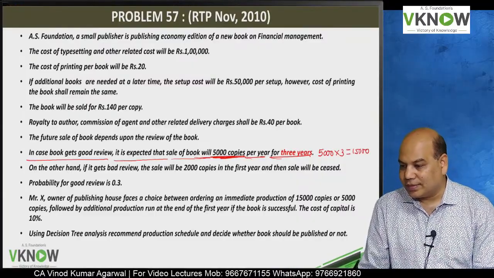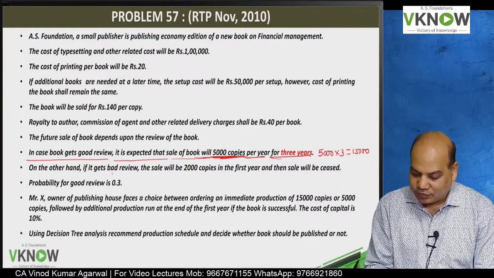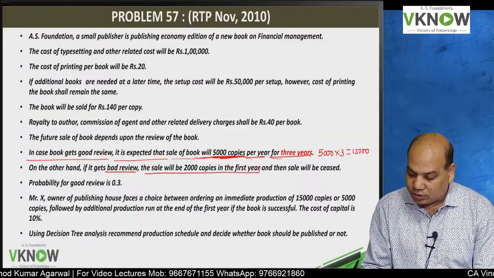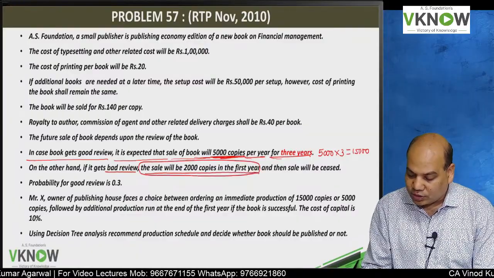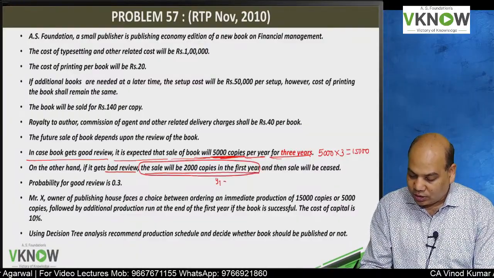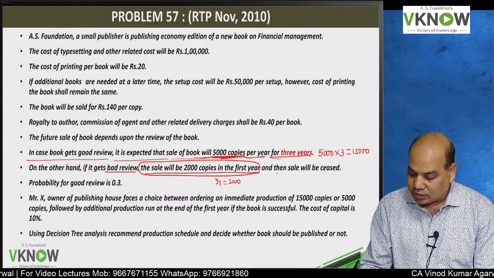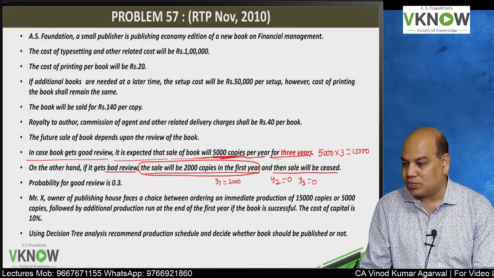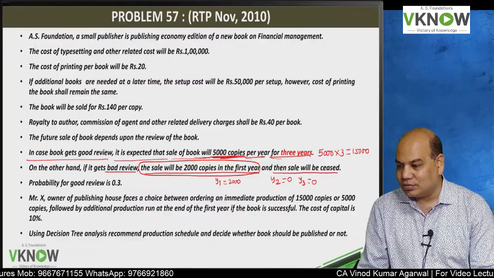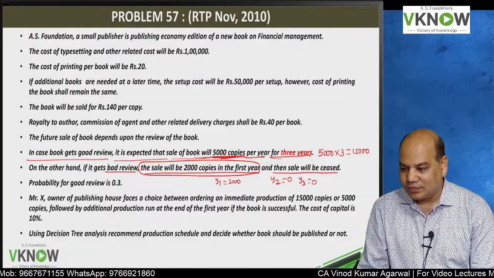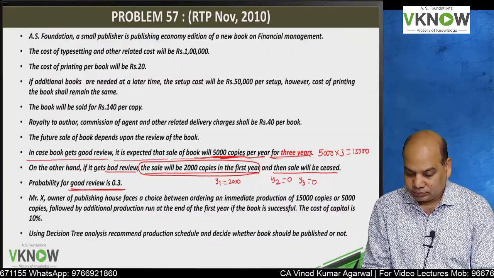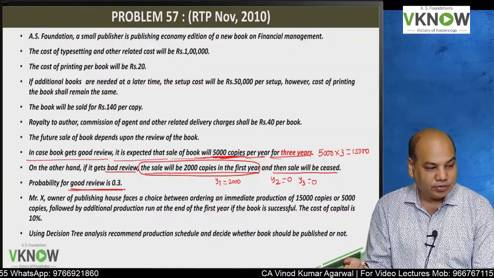So 5,000 into 3, 15,000. On the other hand, if it gets a bad review, oh my God, the sale will be only 2,000 in the first year. Only year 1 will be 2,000, and then the sale will cease. Year 2, 0, year 3, 0. Because once the book gets the bad review, nobody is going to buy. Probability of good review is 0.3 and probability of bad review is 0.7.